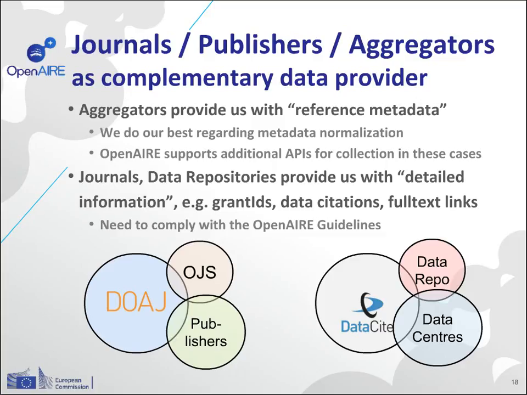Where we then collect from individual journals or data repositories, we expect that they can provide us with more detailed information. So that the metadata contain information about grant IDs, funders, cited data, and links to full text. And in these cases, of course, the OpenAIRE guidelines come into place.